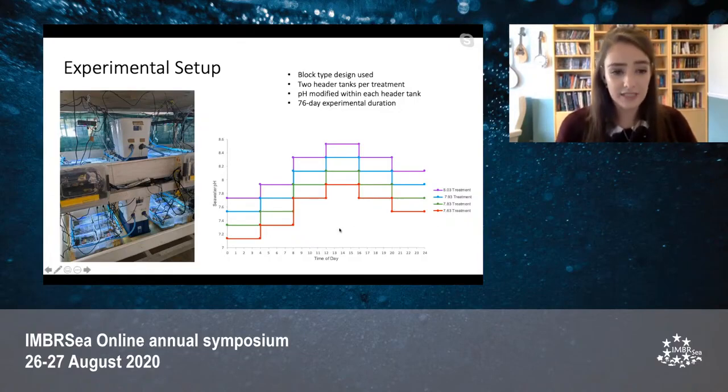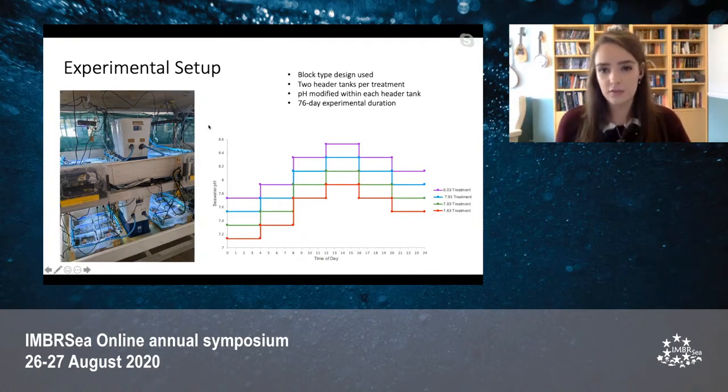For the setup of the tanks which house the organisms, they were spread across 8 of these water baths, which are fed water from these white header tanks. There were 2 header tanks for each of the 4 pH treatments, and the water in them was pumped in from the sea outside the lab and then modified directly within each header. If the pH needed decreasing, CO2 was bubbled into the water, and if it needed increasing, air was bubbled in. So the algae I used were kept in these experimental conditions for 76 days.